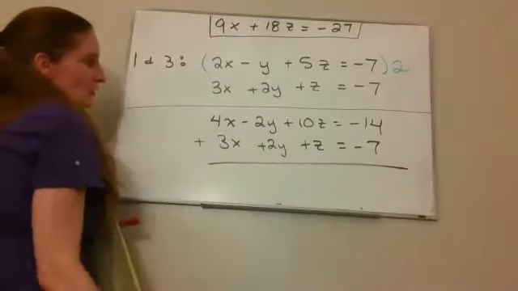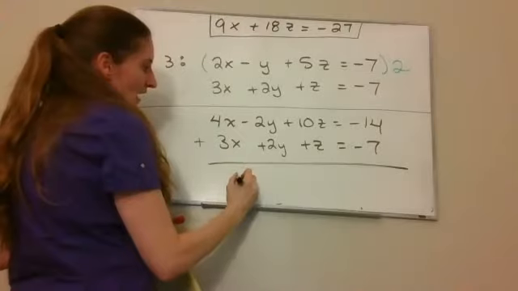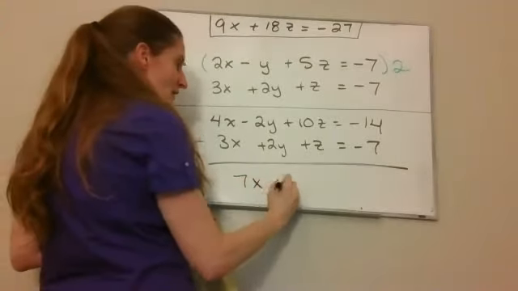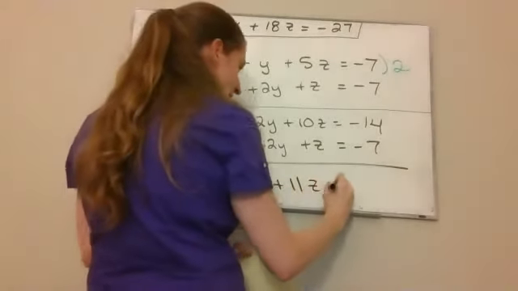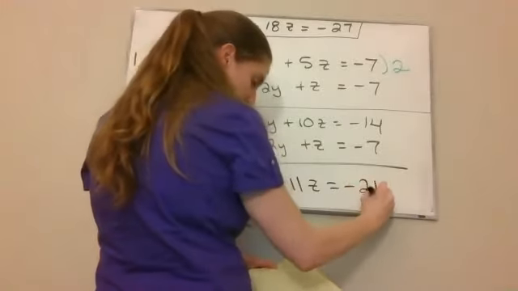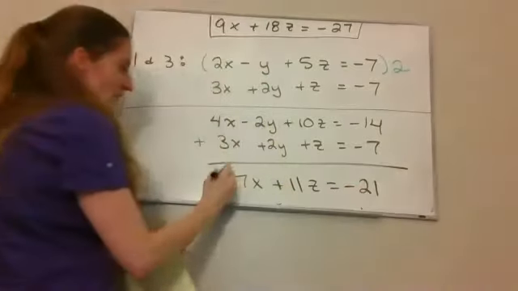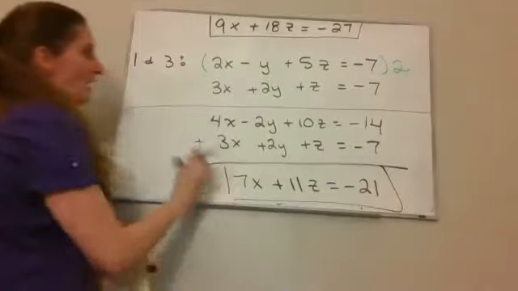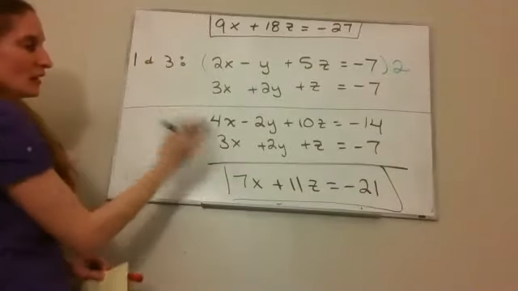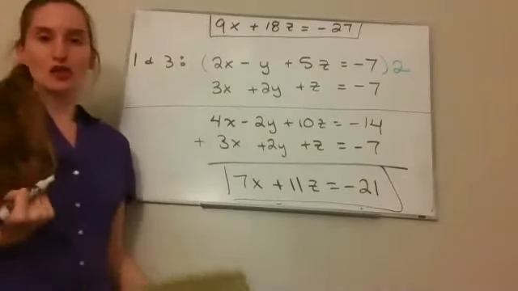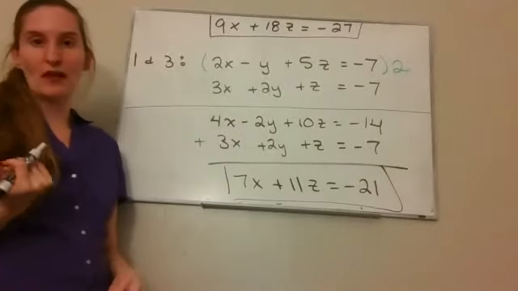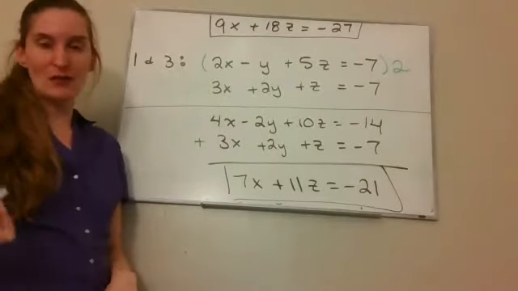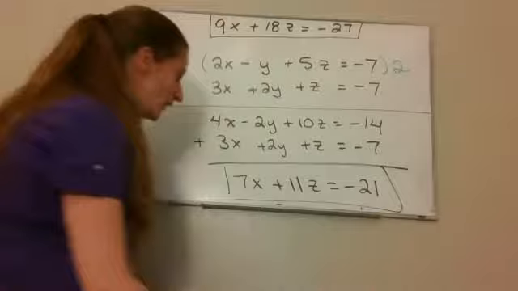When I add these two equations together, I get 7x plus 11z equals negative 21. So now I have this equation up here and the equation down at the bottom, which are two equations with two variables. We can solve that using our techniques from the last video.